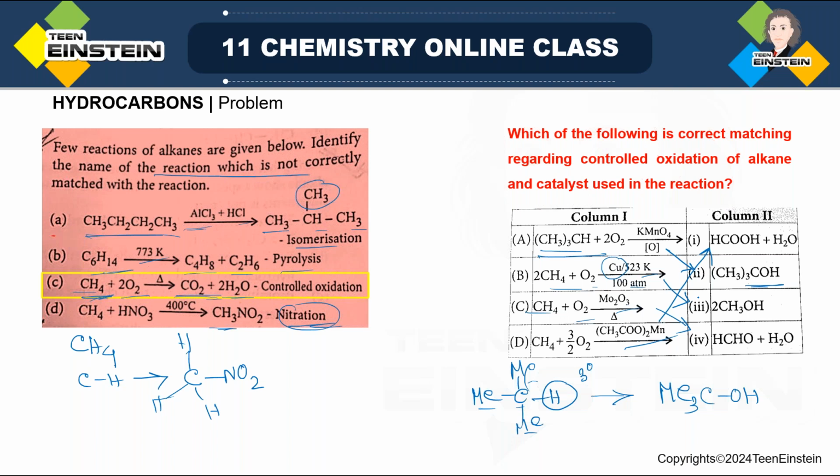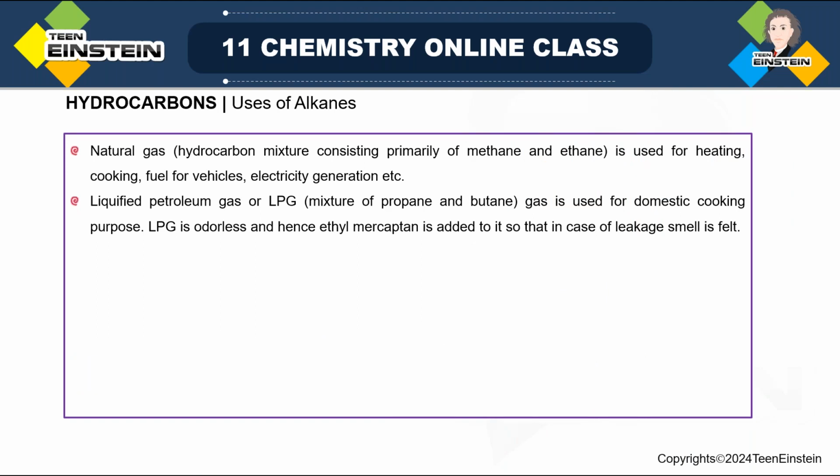So these are the different types of controlled oxidation. Uses of alkane. This will be the last topic related to alkane. Then we'll start alkene. First we'll see the properties, that is, the introduction for alkene, then its structure, nomenclature, isomerism, everything.